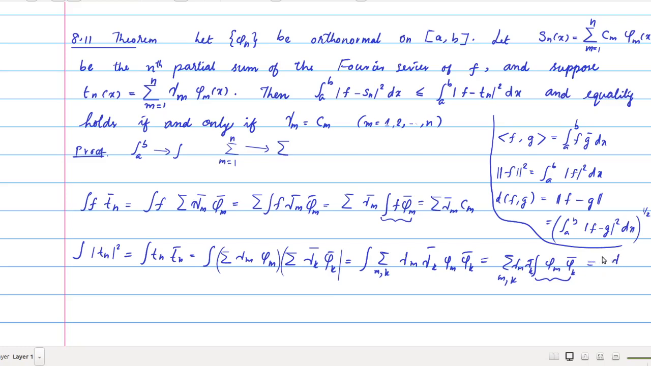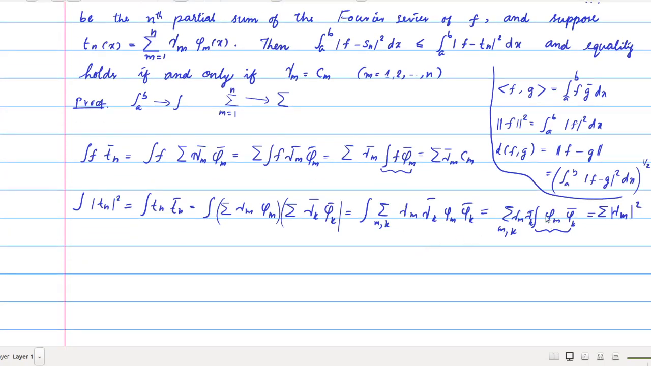This will be summation of mod gamma m square. That means when you expand the first inner summation from k equal to 1 to n, when k is equal to m, you get the only surviving term. So that is summation m equal to 1 to n of mod gamma m square. The only surviving term is this. Now this is because of the orthonormal property of this system.